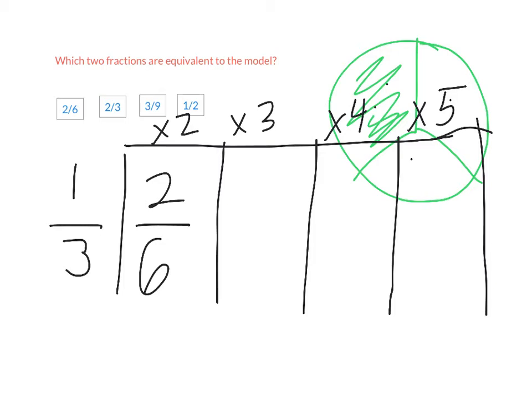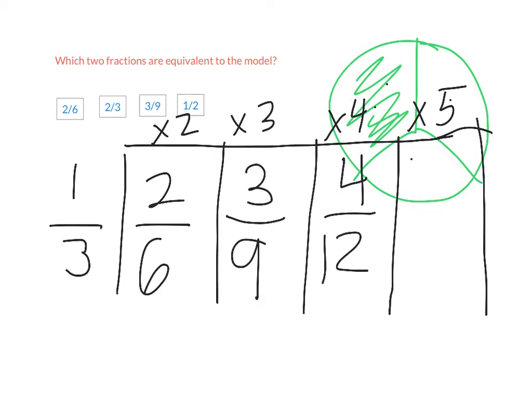Now I move over. So I'm doing 3 times 1. It's going to give me 3. And 3 times 3 is 9. 4 times 1 is 4. 4 times 3 is 12. And 5 times 1 is 5. 5 times 3 is 15. So now I know that all of these fractions, 2/6, 3/9, 4/12, 5/15, all have the same value as 1/3.